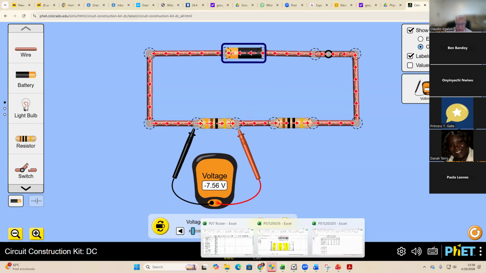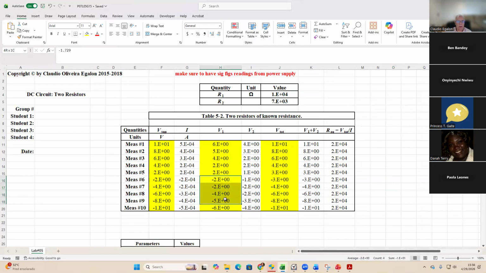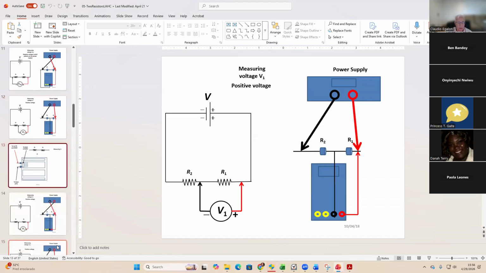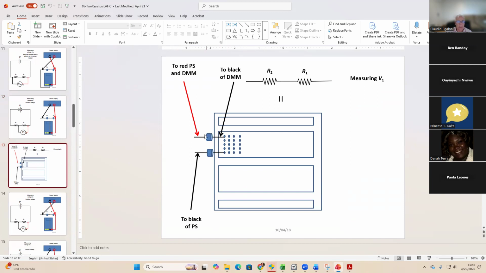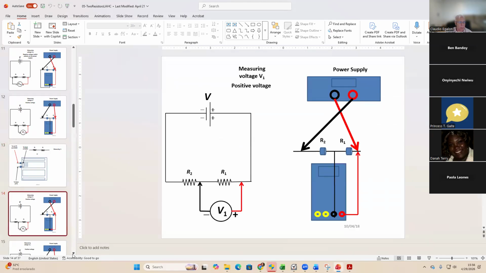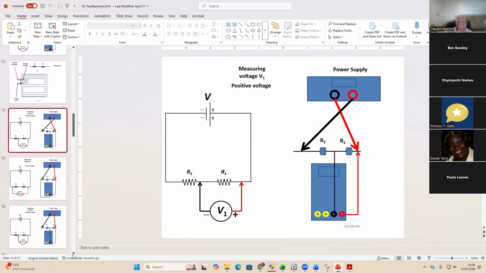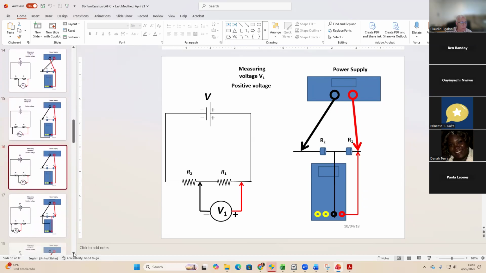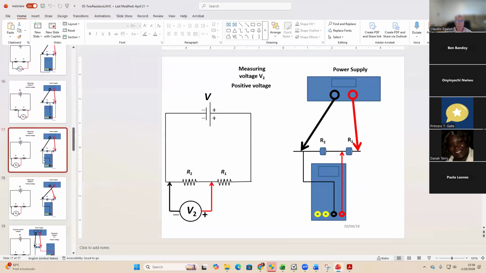And that's what we did for V1 right in here. For V2, right in here, positive and negative. Don't forget the resistors are in this breadboard. V1, V total that we did, and now we're going to do V2, in parallel with resistor number 2.